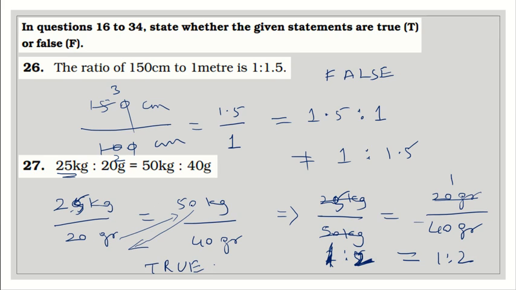So I can transpose. You know, you have learnt in proportion we have got alternendo, componendo, dividendo. Okay. So we are taking here alternendo. So alternendo is alternating the terms. Okay. So with that we got this proportion true. Okay. Then moving on to question number 28.